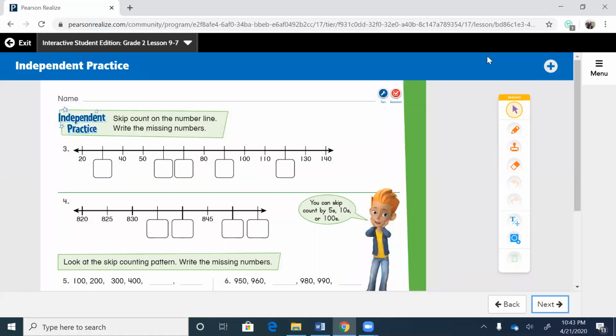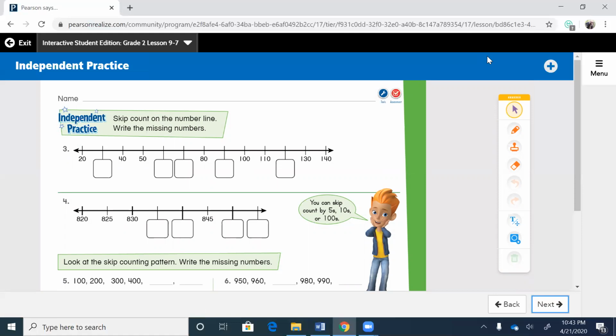All right, here we go. On number 3, we notice that the numbers are given to us. Great, that makes it so much easier. Let's take a look and figure out the pattern. Is it going to be 5s, 10s, or 100s? 20, blank, 40, 50, blank, blank, 80, blank.